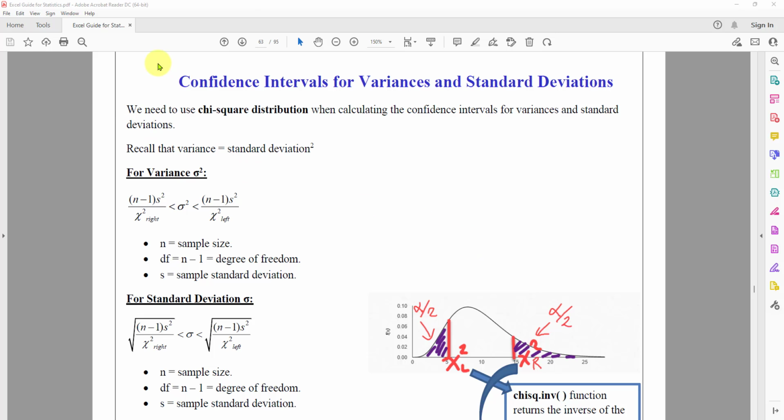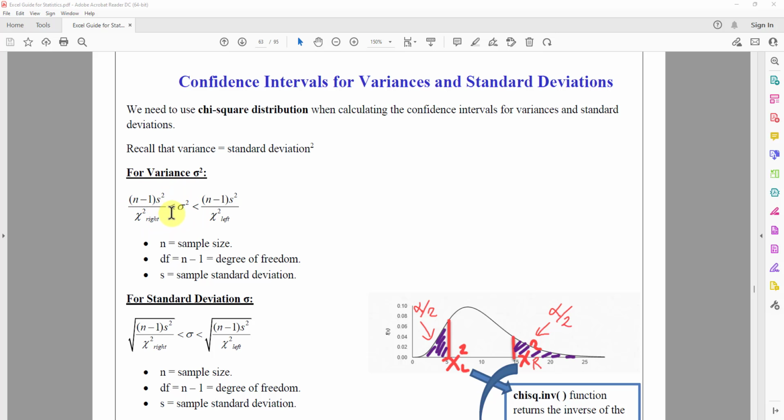In this video, we will learn how to use Excel to find the confidence intervals for variance and standard deviations. We need to use the chi-square distribution when calculating the confidence intervals for variance or the standard deviations. Recall that the variance is just equal to the standard deviation squared. For variance, the confidence interval formulas are below.